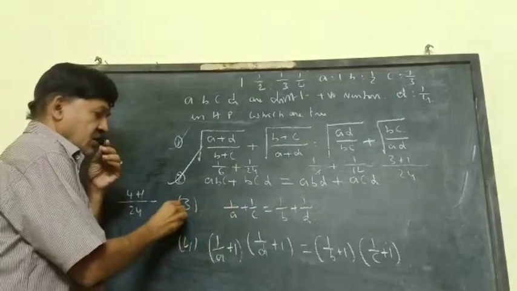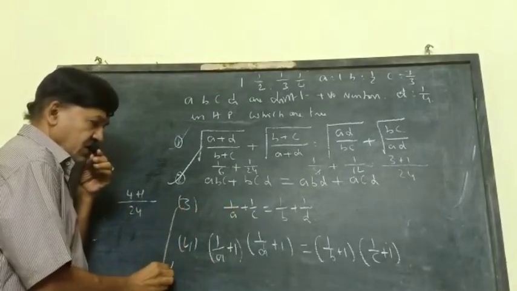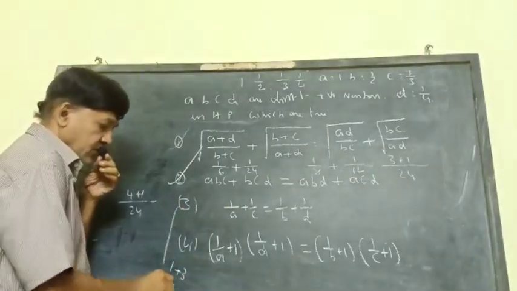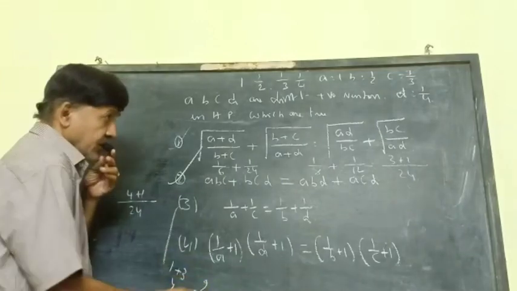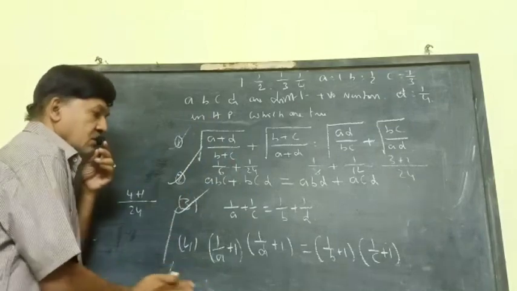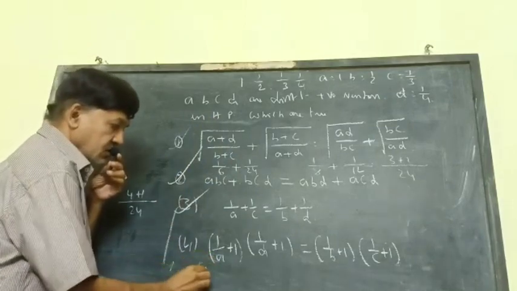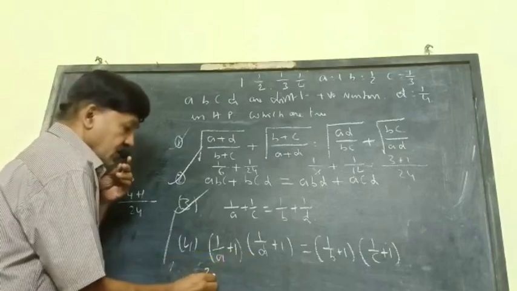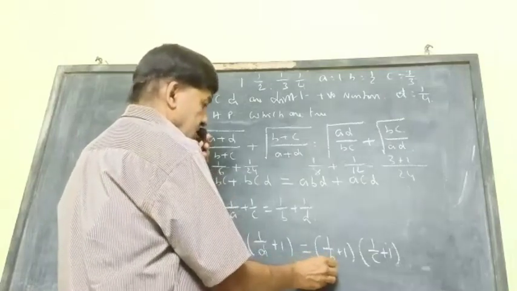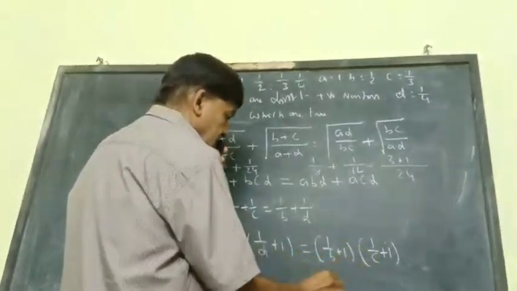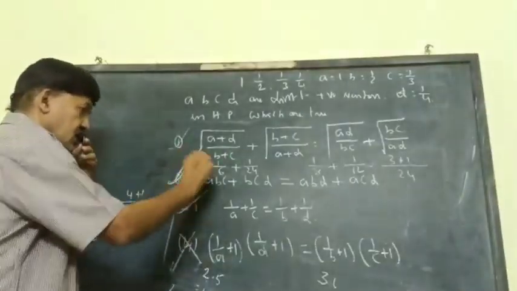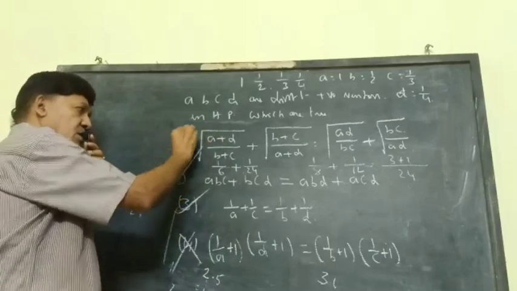Similarly verify this. What is 1 by A? 1 by A is 1. 1 by C is 3. So 4. What is 1 by B? 2. 1 by D is 4. So 6. So this is also correct. What about this? 1 by A is 1. 1 plus 1 is 2. 4 plus 1 is 5. So this is 10. What is 1 by B? 2. 2 plus 1 is 3. Into 4, 12. So 10 and 12. So this is wrong. So this is correct, this is correct. Similarly verify this, you will get this is also correct.